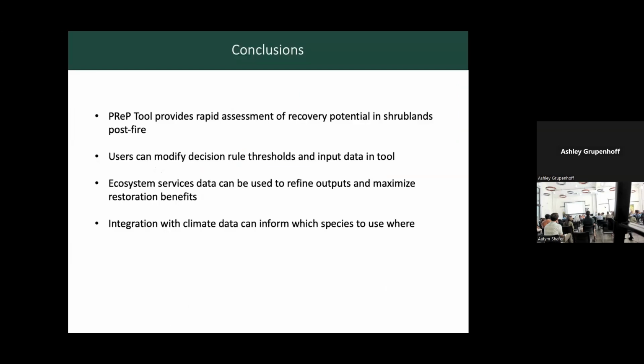So then, just to conclude, the PREP tool can provide a rapid assessment of the recovery potential for shrublands, particularly these vast landscapes which aren't possible to visit on the ground all the time. Also, the way it's set up is that users are able to modify the decision rules and also some of the input data into the tool. And then some of the examples we showed were how the outputs can be integrated with road data, trail data, or climate data to really try to refine where to work on the ground.